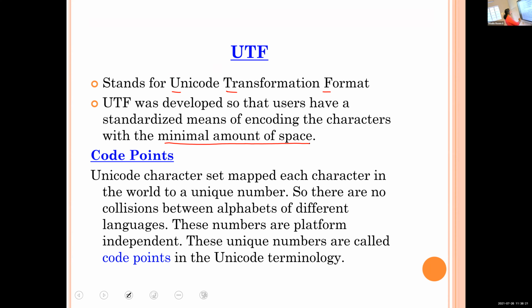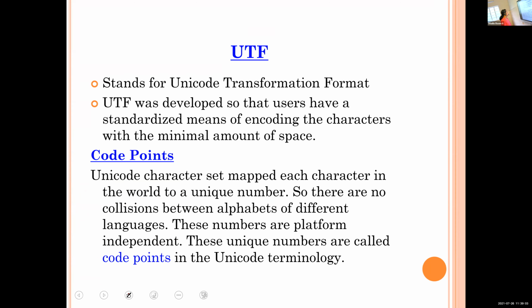Code points: the Unicode character set maps each character in the world to a unique number. Each character in Unicode has its own unique number, so there is no collision between alphabets of different languages. If one number is for A, another number is for the A of another language, and another value for E. So all the characters have their own Unicode representation.